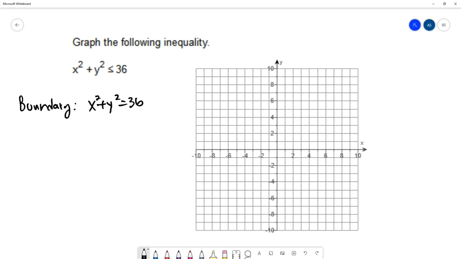And when we graph this boundary, we want to graph this boundary with a solid line. The solid line indicates that the boundary is included. The reason I've chosen a solid line is because of this equal to here. Remember, our inequality has equal to, so our boundary needs to be included in the solution, in the answer. Now this equation, x squared plus y squared equals 36, is in the format of a circle. It has a center of (0, 0) with a radius of 6.